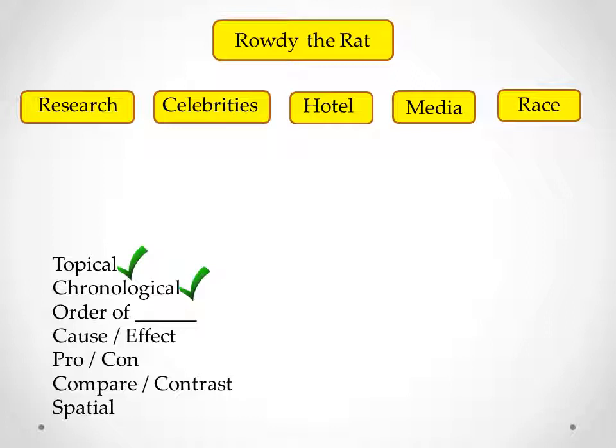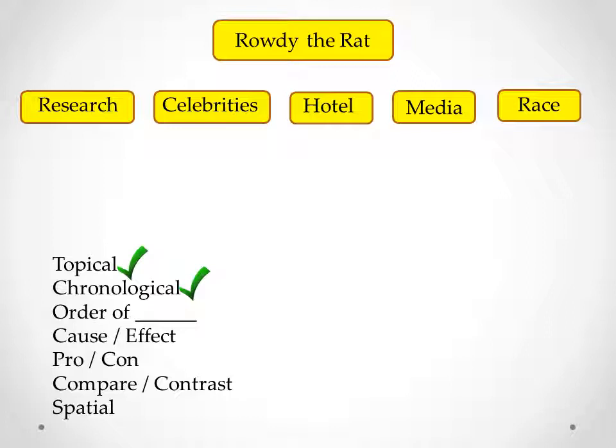Okay, now what about order of importance? Remember, order of importance is pretty subjective depending on your topic. Well, look at these subpoints here: research, celebrities, hotel, media, race. Which one of those is most important? Now, most of you will say the research and the researcher, because without them, nothing else would have happened, right? And if we all agree on that, that's great. But then what about what comes next? What is the next most important thing here?